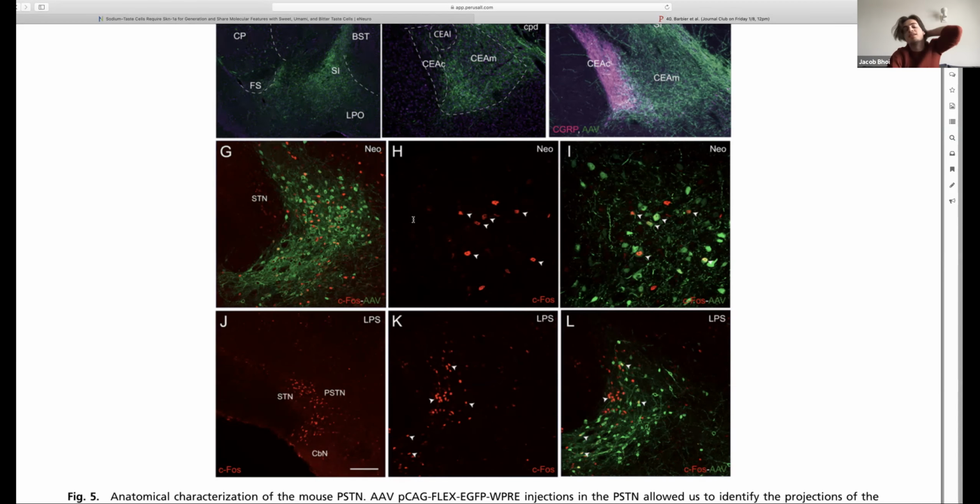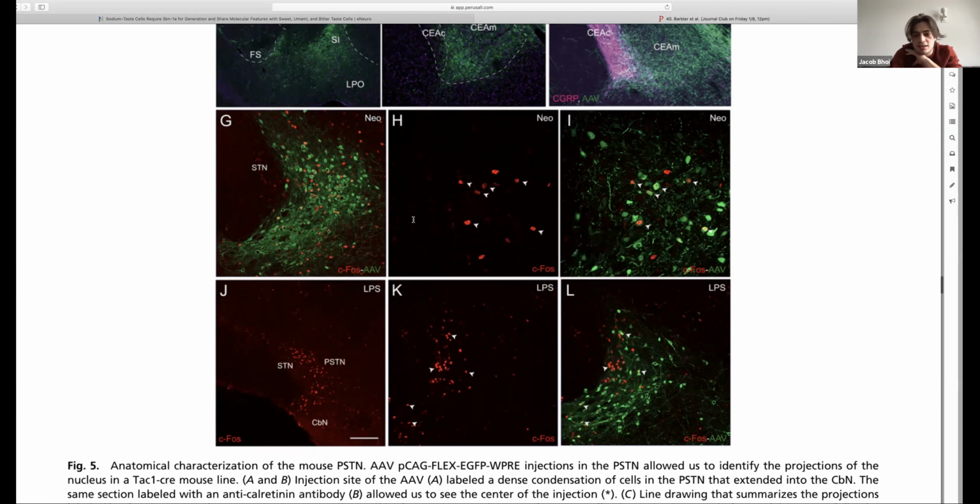TAC1 neurons. And they also say that there's a lot of overlap in J through L with the LPS injections, but I think it's a lot less convincing how much overlap there is there. I mean, even G to I, there are some non-green red cells. Right. I think that kind of makes sense with what Jahao was saying, that there are probably different populations of cells in this region doing different things.